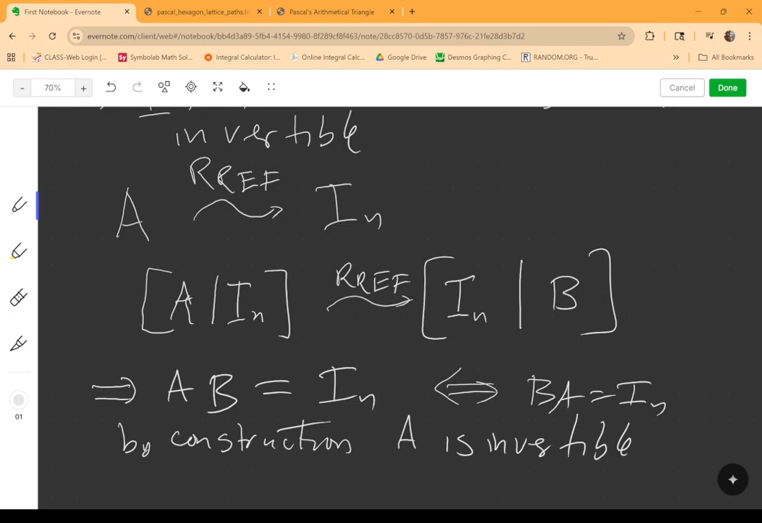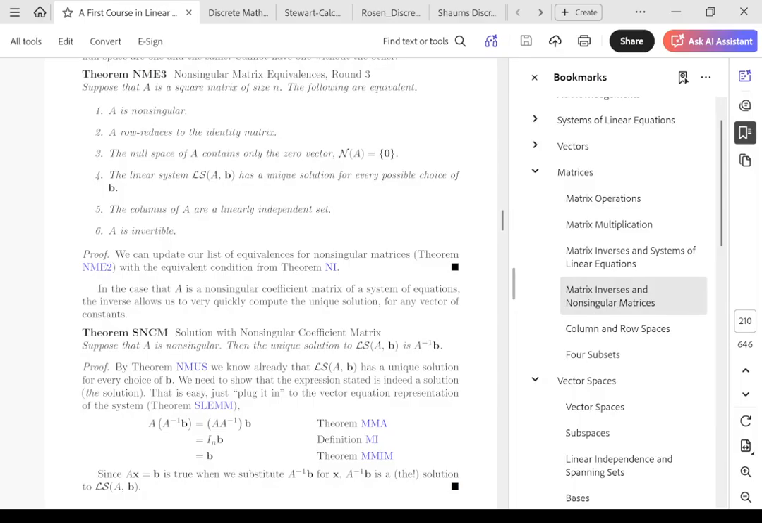Okay, so this gives me another property of non-singular matrices, and I'm going to add it to our next theorem here, which I won't go into the proof of, but I do want to discuss because it's a theorem that we have seen before, but now we are adding to it. We're going one more round here with our NME theorem that lists non-singular matrix equivalences, right?